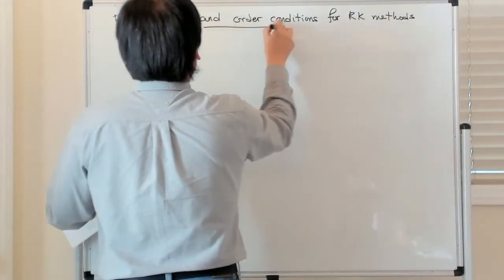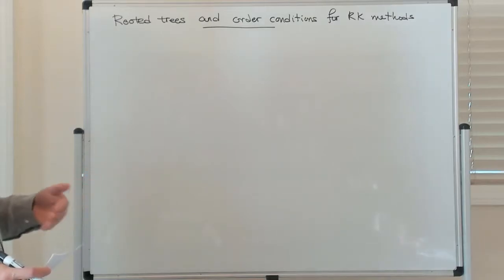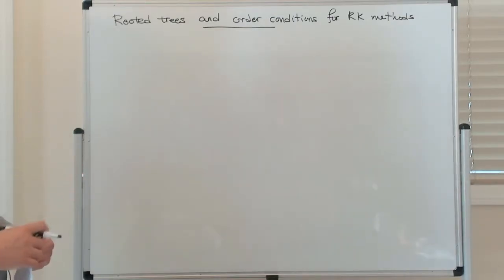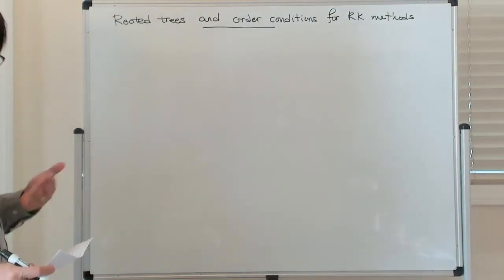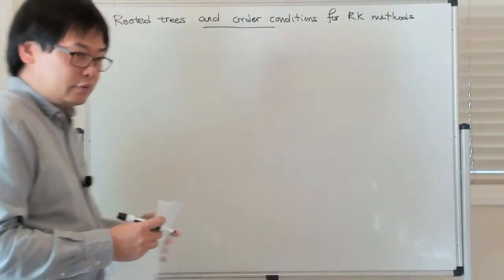And if you didn't know about the history of trees, which are, of course, acyclic graphs, you might be surprised at the ability of trees to basically represent the order conditions for Runge-Kutta methods. But as it turns out, it's in this paper from 1857 by Arthur Cayley, who first introduced the term trees. This was actually developed precisely to deal, in a combinatorial way, with the combinatorics you get when you have differential operators acting on functions. So it really is, in retrospect, not so surprising that there's this beautiful connection between trees and order conditions for RK methods.